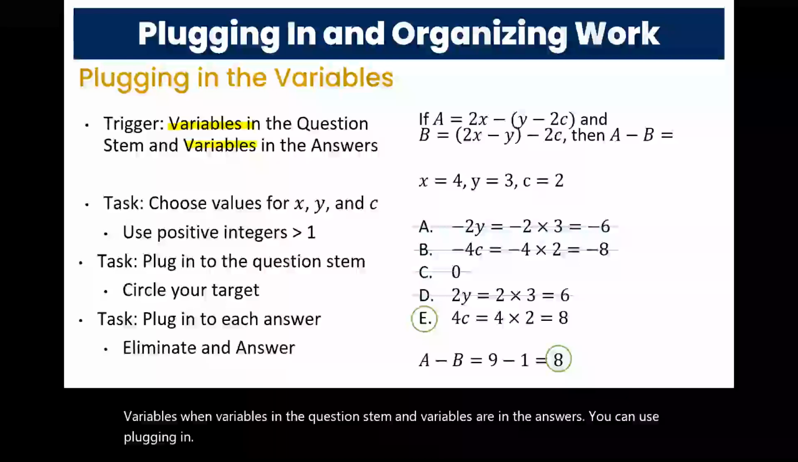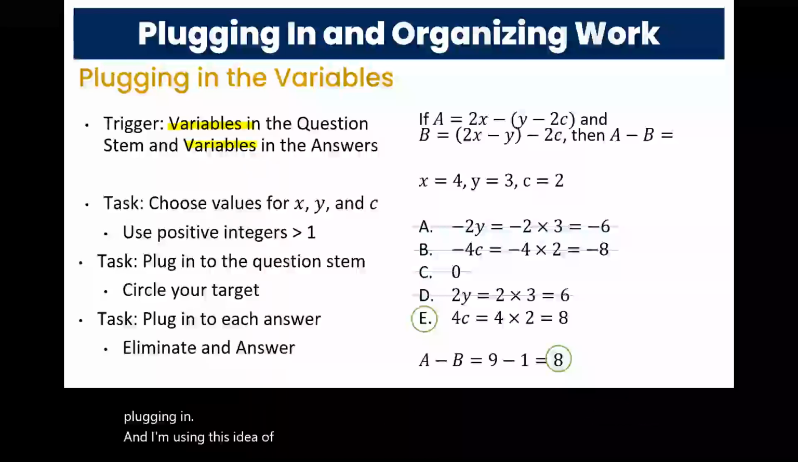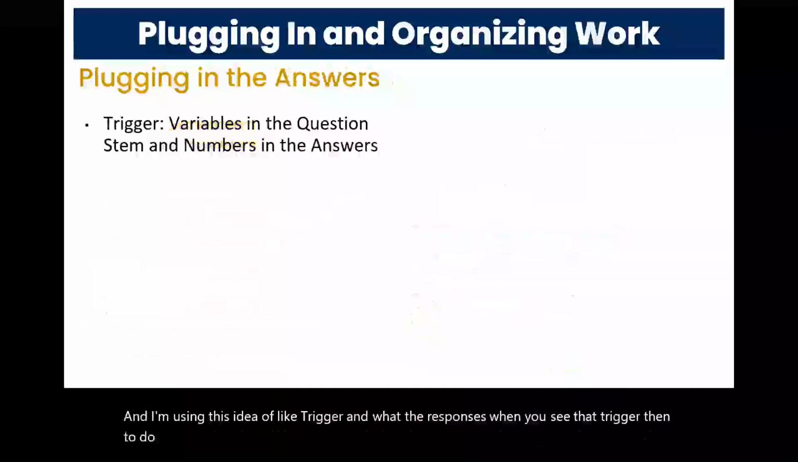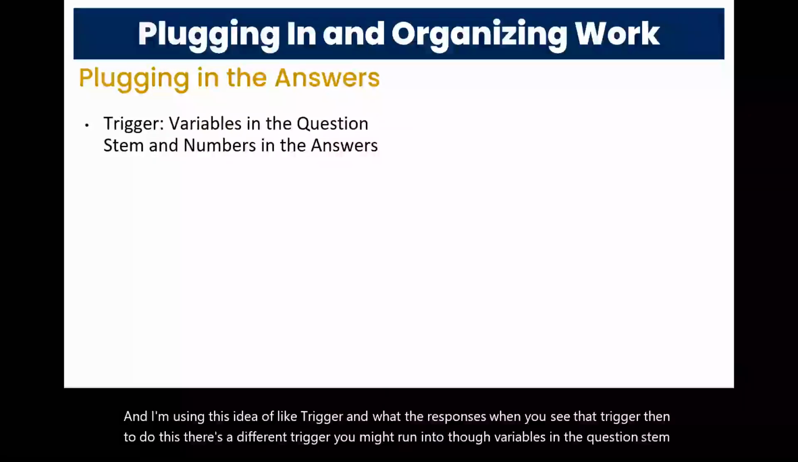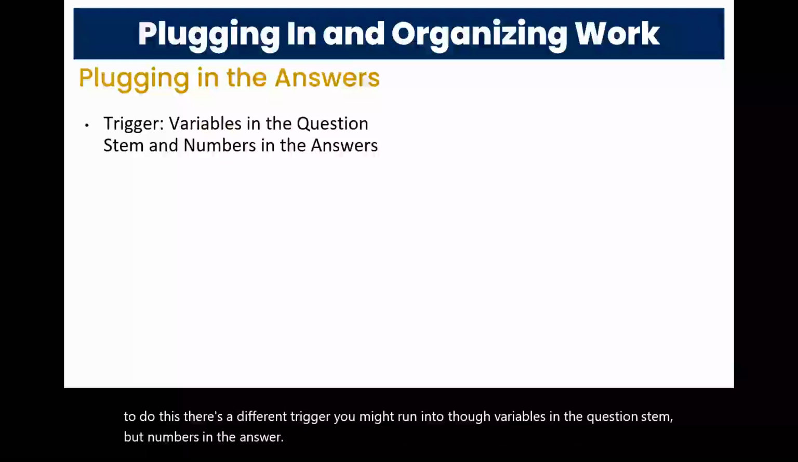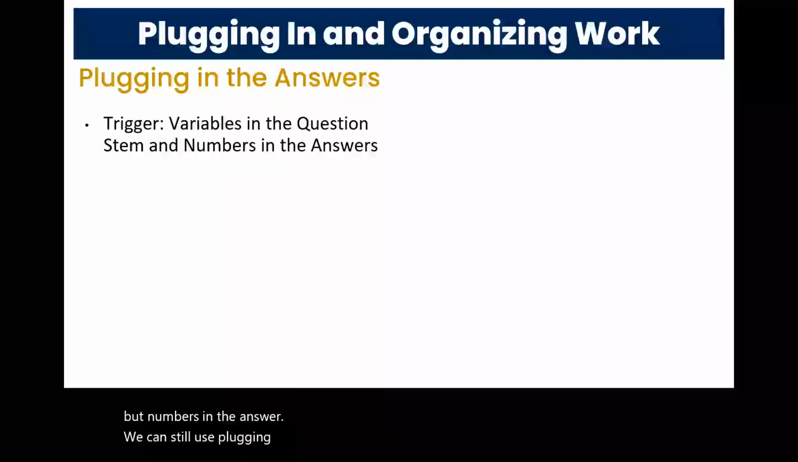And I'm using this idea of trigger and what the response is. When you see that trigger, then you know to do this. There's a different trigger you might run into, though. Variables in the question stem, but numbers in the answer. We can still use plugging in, but it's actually a little bit easier because of this. So here's what I mean.